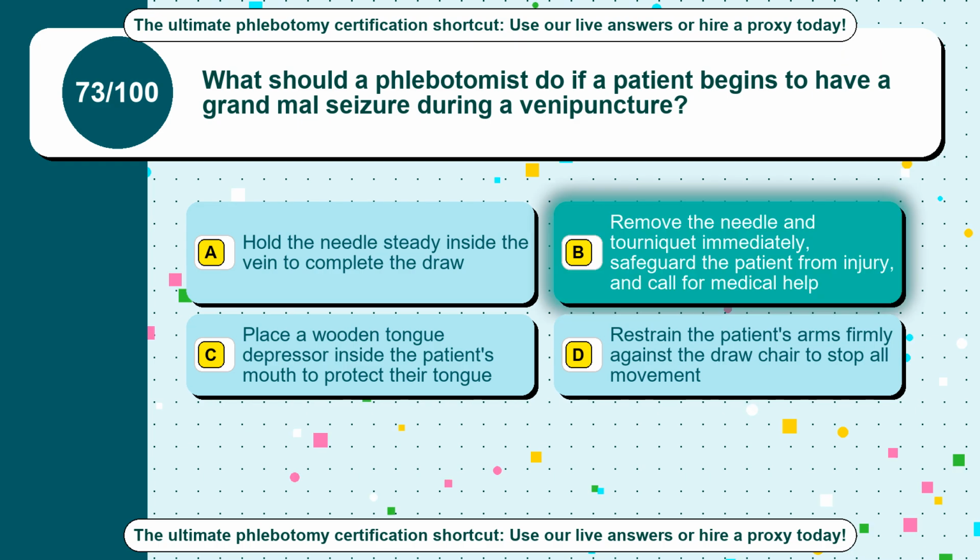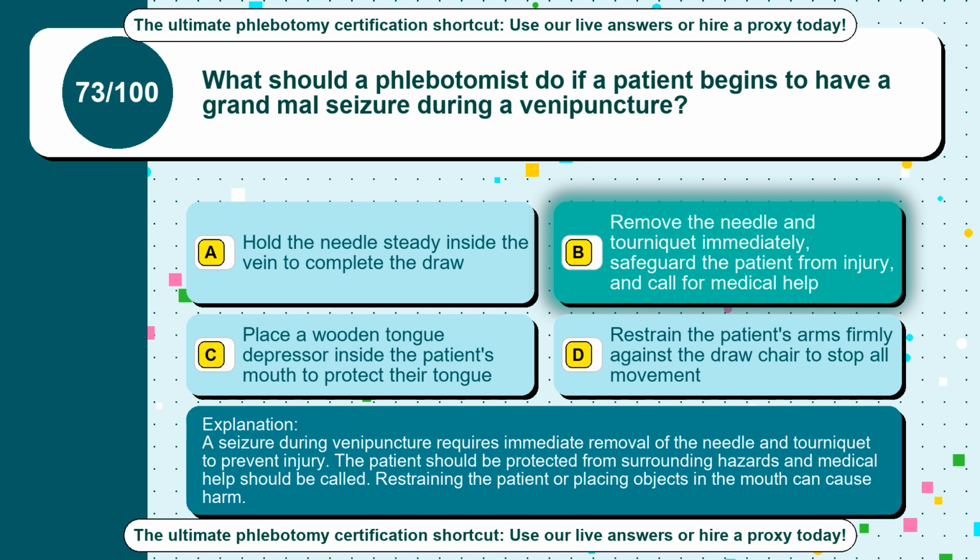The correct answer is option B, remove the needle and tourniquet immediately, safeguard the patient from injury, and call for medical help. A seizure during venipuncture requires immediate removal of the needle and tourniquet to prevent injury. The patient should be protected from surrounding hazards and medical help should be called. Restraining the patient or placing objects in the mouth can cause harm.